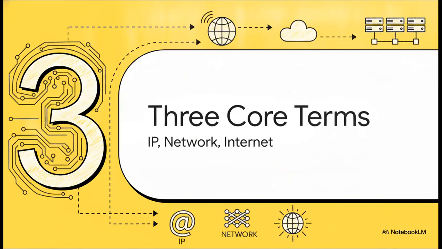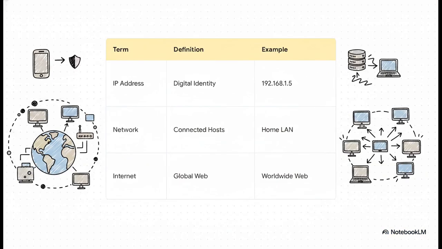All right, moving to Section 3, the 3 core terms. To really wrap our heads around this system, we've got to define how these devices are identified and grouped. First up, the IP address. This is a unique digital identity assigned to every single device, kind of like a smartphone's phone number. An internet server needs this exact address, say 192.168.1.5, to actually send a web page to your laptop.